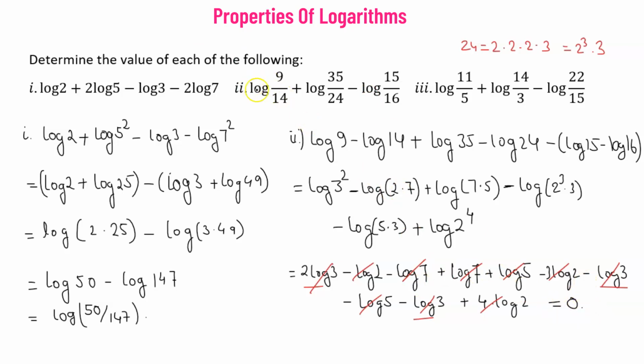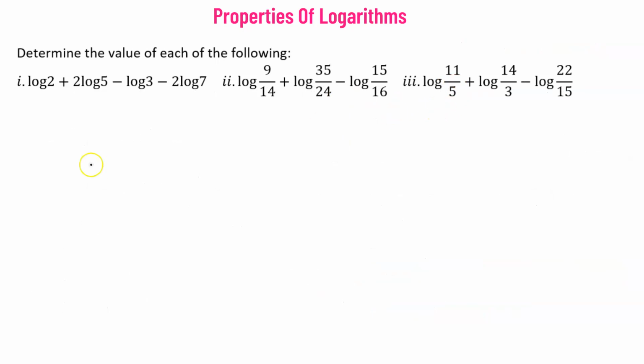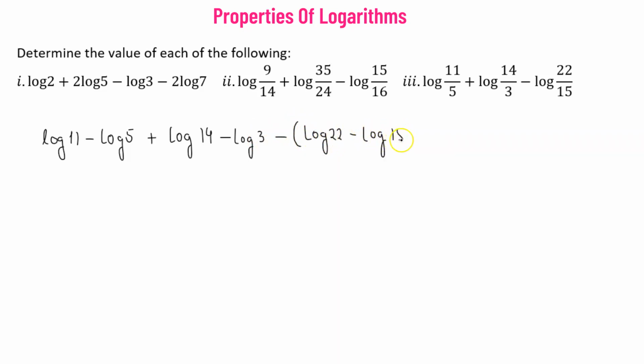So that means the value of log of 9 over 14 plus log of 35 over 24 minus log of 15 over 16, this is equal to 0. Now let's come to the third problem. So let's start with problem number 3. So here we have log of 11 over 5. So this will be log of 11 minus log of 5 plus log of 14 over 3. So this is log of 14 minus log of 3 minus log of 22 minus log of 15.